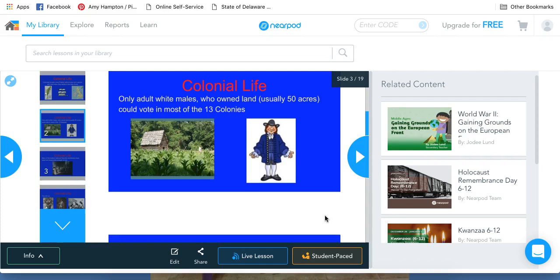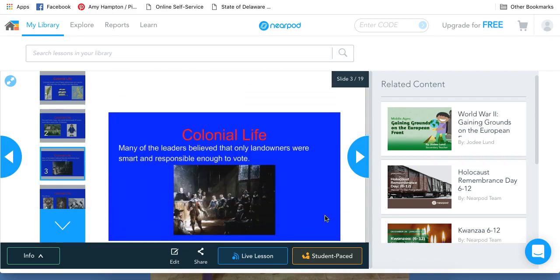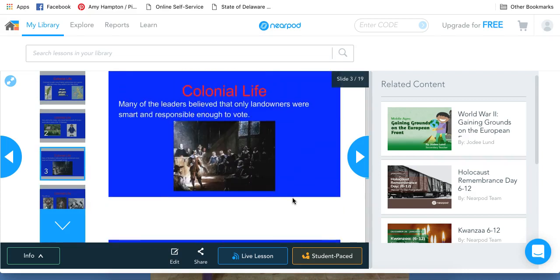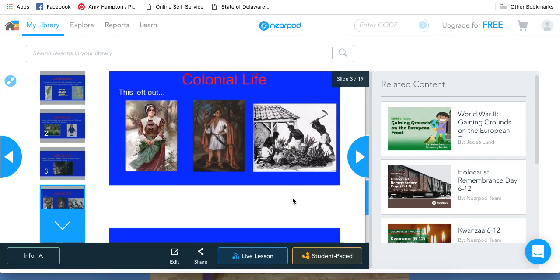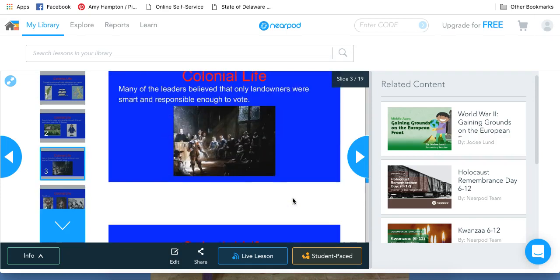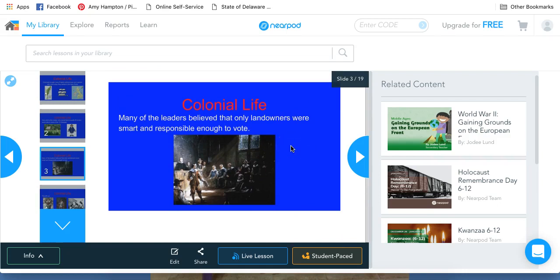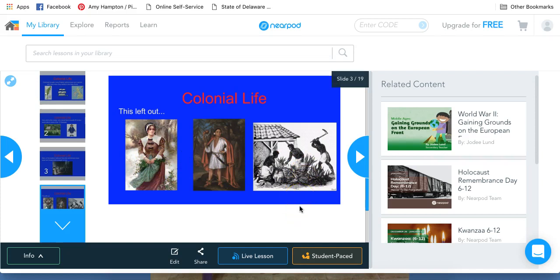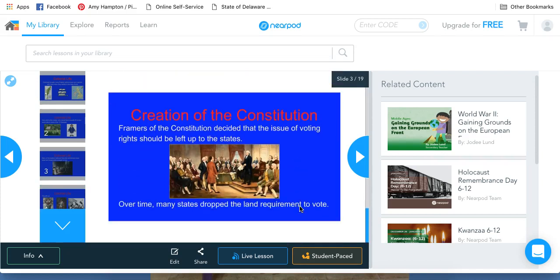So it would be useful for students to have the information so they can reflect and review when it comes time for assessments or entrance tickets, exit tickets, those things. So through this component, I'm just going through early times in American history. Who was included: landowners, and then who was left out: women, Native Americans, and African Americans, or the slaves at the time. And then it goes through the creation of the Constitution.